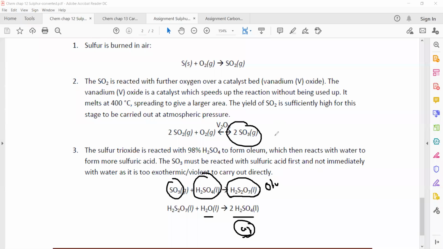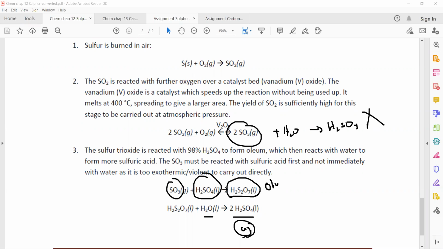But when sulfur trioxide is directly mixed with water, H2O, it will form sulfuric acid, but it will result in a formation of vapors of sulfuric acid, which is difficult to extract. That's why we don't follow this process.